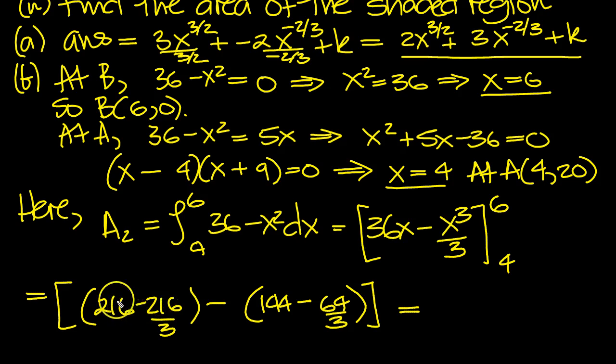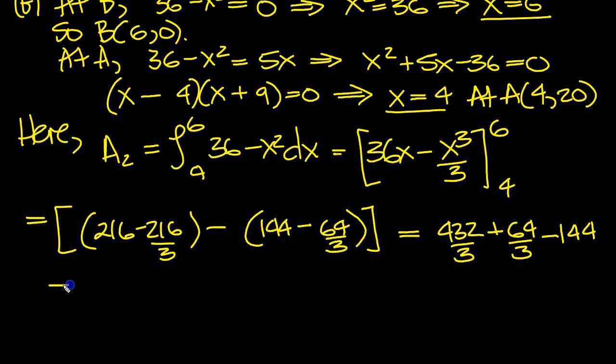So what do we get then? This is 216, is 432 over 3, isn't it? 432 over 3. Again, tap it in the calculator if you need to. Plus the 64 over 3. Minus the 144. So, what do we get here? 432, 496 over 3. Now 144 times 3 is 432.